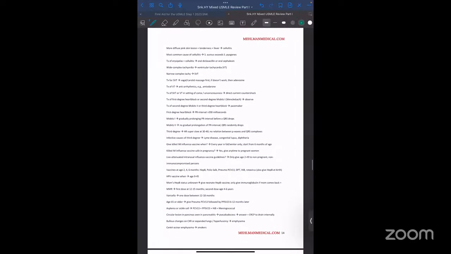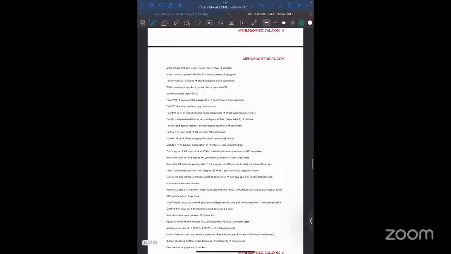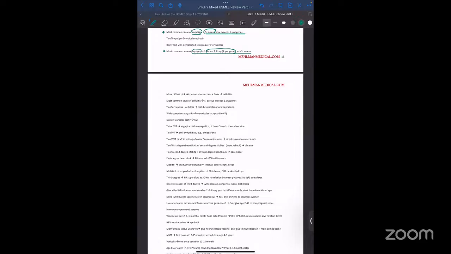Next, page 14. More diffuse pink lesion. So we're differentiating erysipelas from cellulitis. Most common cause of erysipelas is group A strep, more than Staph aureus. More diffuse pink skin lesion plus tenderness and fever is cellulitis. Most common cause of cellulitis is again Staph aureus, which exceeds strep pyogenes, as for impetigo.